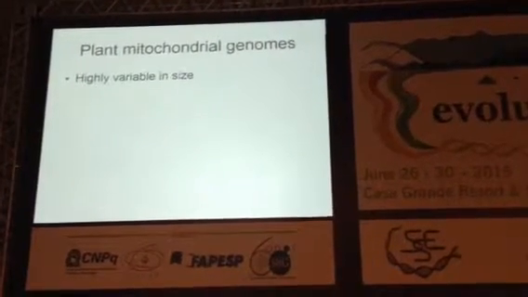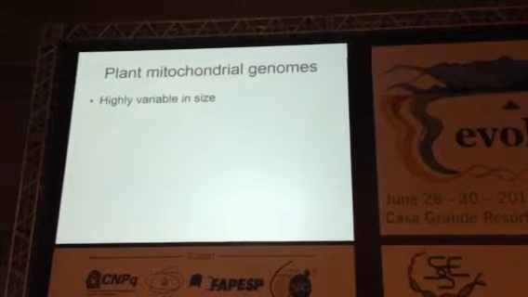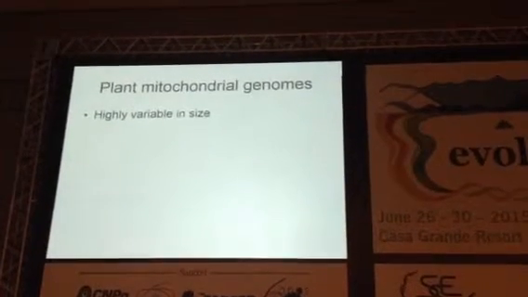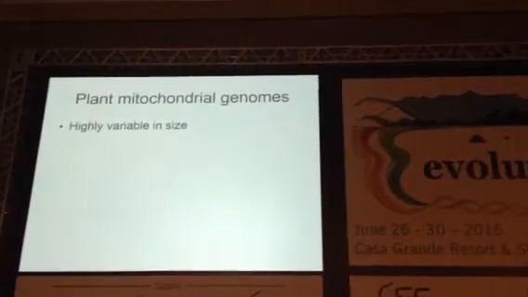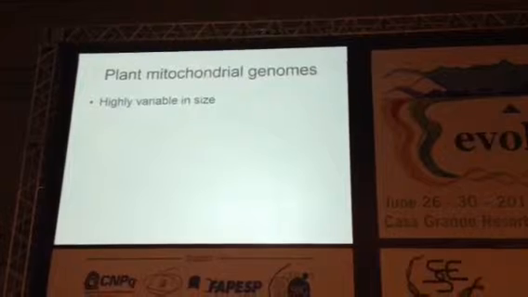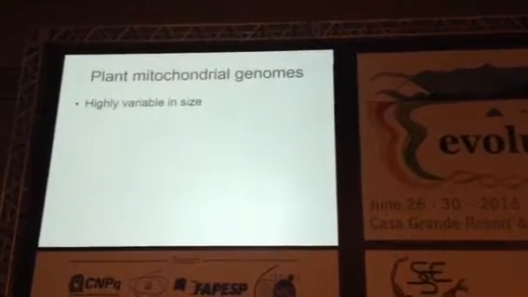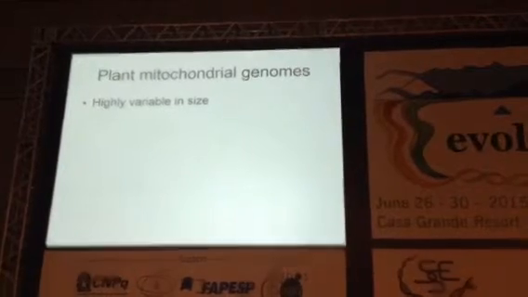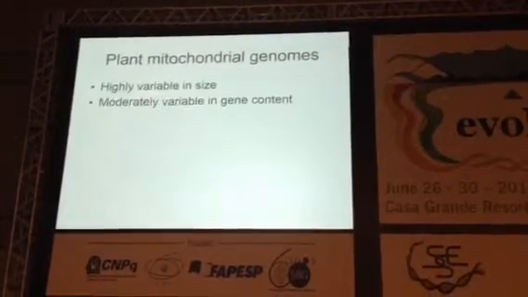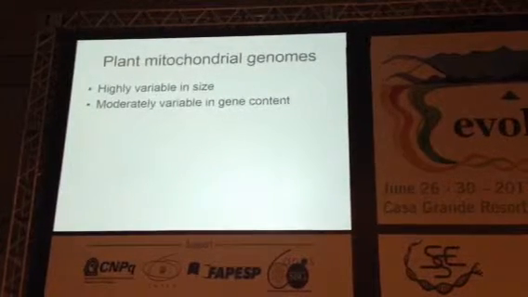So they're highly variable in size. Unlike animal mitochondrial genomes, where the human mitochondrial genome is 16 kb, these vary in size from about 60 kb in the case of mistletoe to over 10 megabases in the case of species of Silene. And they're usually around 350 to 400,000 base pairs.